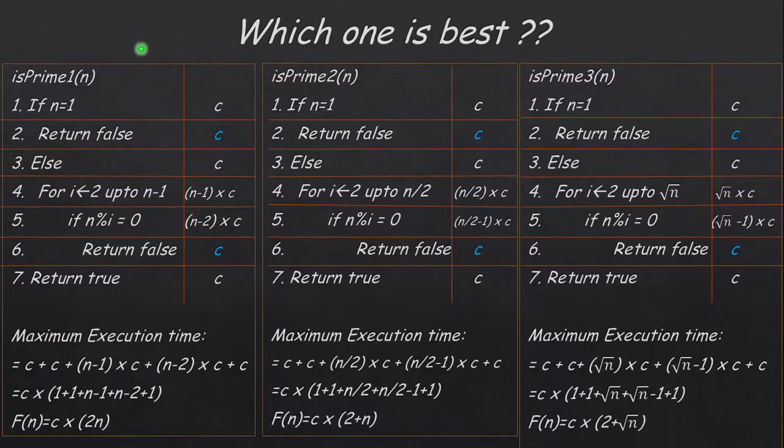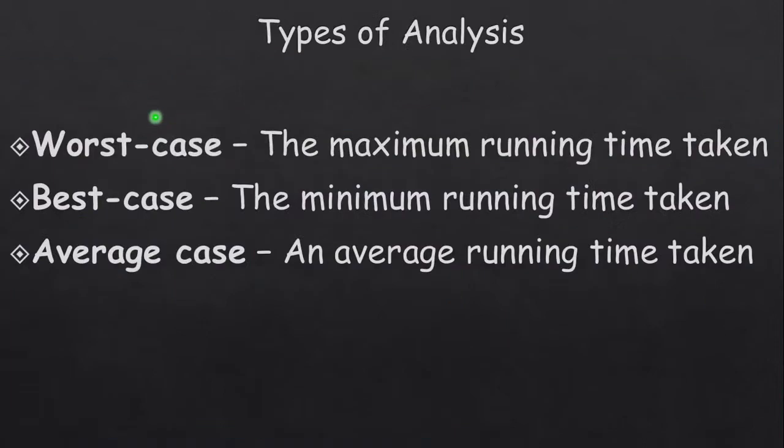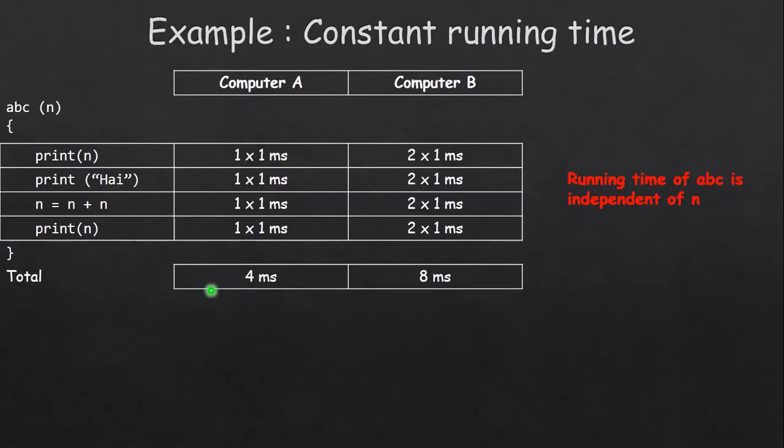Let it be A. Now consider if the value of n is prime. Suppose the value of n is prime, for example n is 101. So it will take almost 2 into 101 is 202, 202 into c. If c is 1 millisecond, it will take 202 milliseconds. So that is the worst case, maximum execution time. That's the minimum execution time, 2c. I hope you understood types of analysis. Average case is nothing but an average running time. So it is something between worst case and best case.